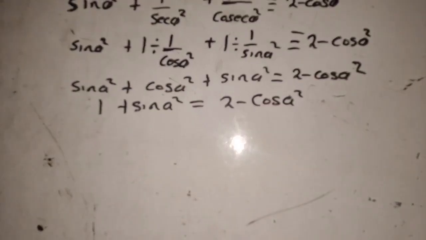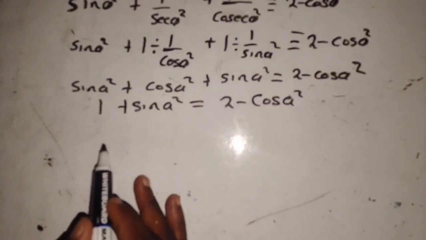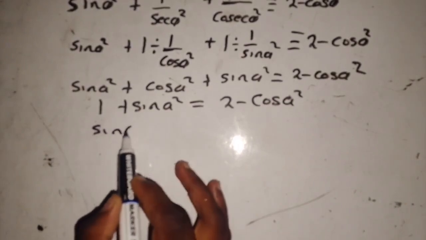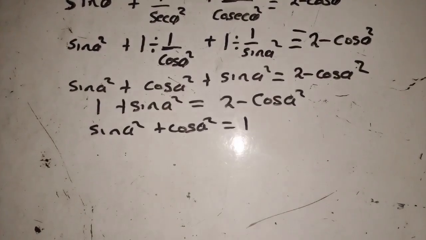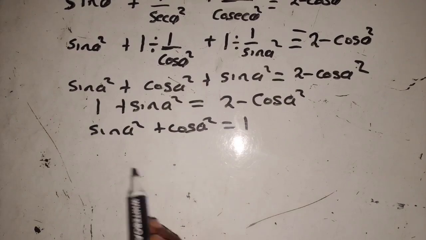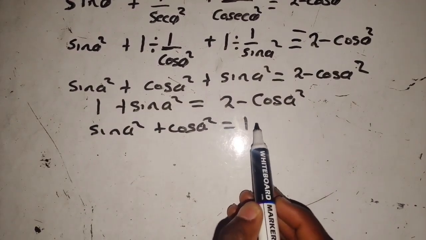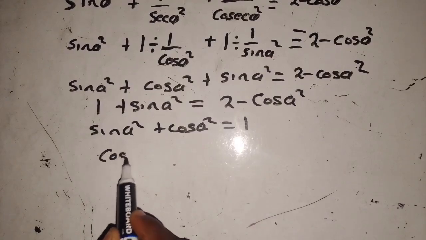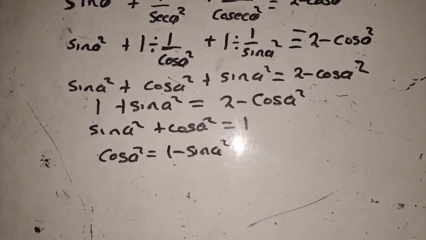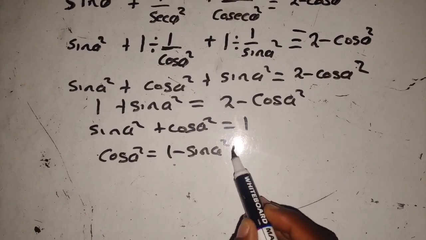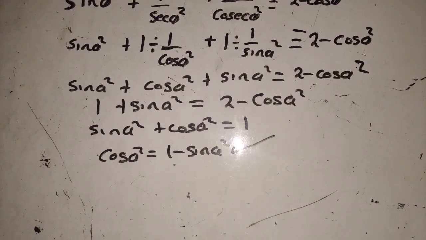Let me just remind you, using the same equation, sine theta squared plus cos theta squared is equal to 1. If you want, you can make cos theta squared the subject of the formula by taking sine theta squared to this side. So we're going to have cos theta squared is equal to 1 minus sine theta squared. So you know that cos theta squared is equal to 1 minus sine theta squared.